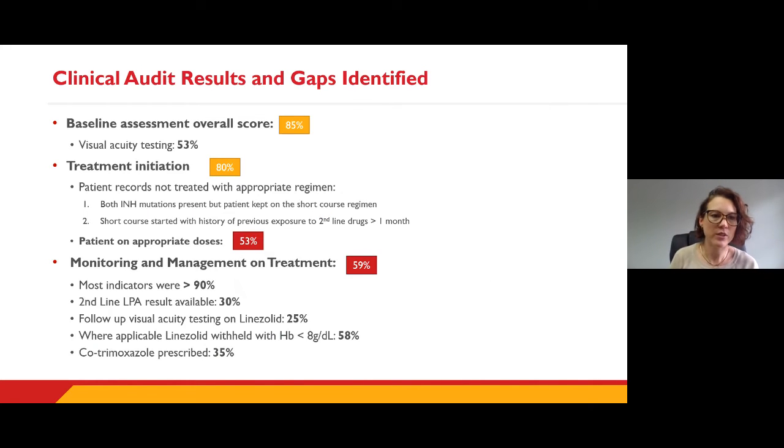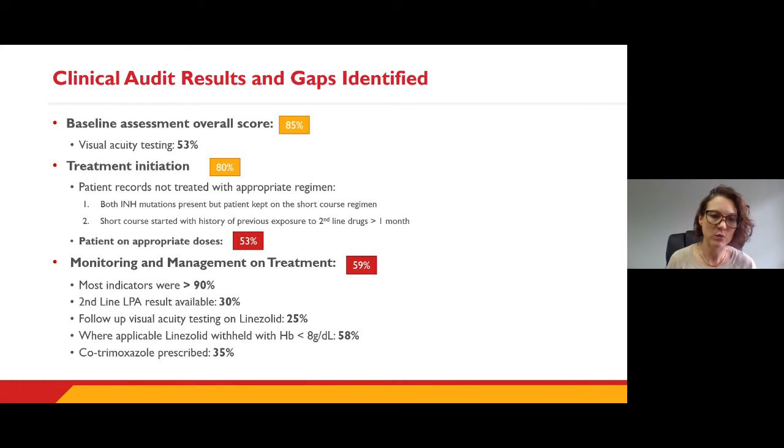So moving on to the clinical audits, this included all of the questions from the National Clinical Audit Tool. And we added a few more in as well, just to expand on some of the areas we were interested in. And it was broken down into sections, looking first at the baseline assessment. And the score here was good. It was 85% overall. This was generally done very well, and the main thing pulling that score down a bit was visual acuity testing at baseline.